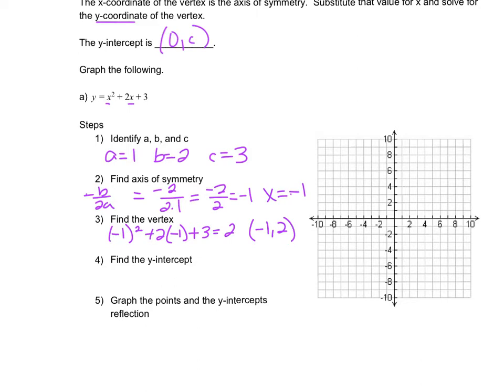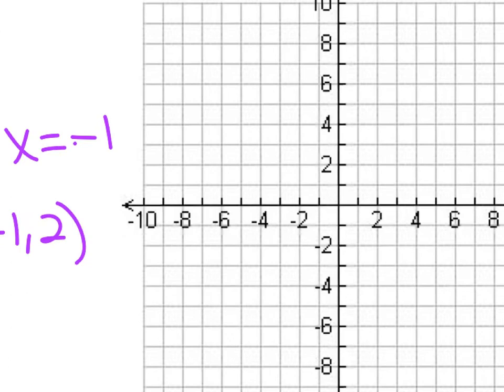All right, the fourth step is to find the y-intercept. Remember, that's always your c value. So your y-intercept is at 0, 3. Now let's graph our vertex and our y-intercept and the reflection of the y-intercept. So you go over to negative 1, up to 2. I'm going to zoom in, and then I'm going to redo that point. It's a little sloppy. Okay, so here we go. Go over to negative 1, up to 2. And then our y-intercept was at 3. So we'll graph right there.